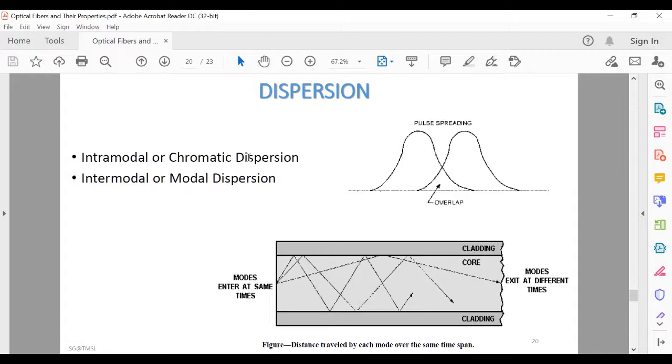Now, the other is waveguide dispersion, which occurs because of the mode propagation constant, that is a function of the size of the fiber core relative to the wavelength of operation. Waveguide dispersion occurs because light propagates differently in the core than in the cladding. Okay, so in multi-mode fiber, what happens?